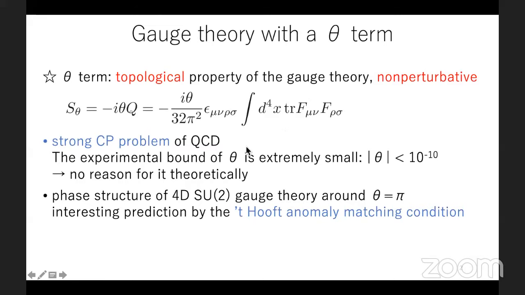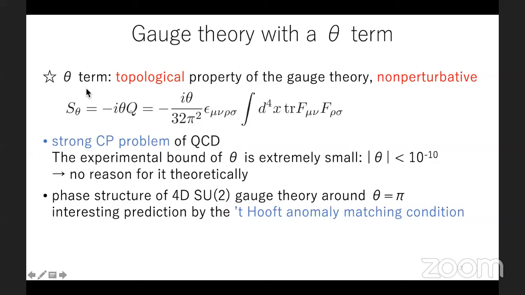So I'll first show an introduction. I'm focusing on gauge theory with a theta term. The theta term reflects the topological property of the gauge theory, and its effect is purely non-perturbative. The theta term is defined like this. This is the four-dimensional case. This theta is a real parameter, and Q is the so-called topological charge given by this kind of integral.